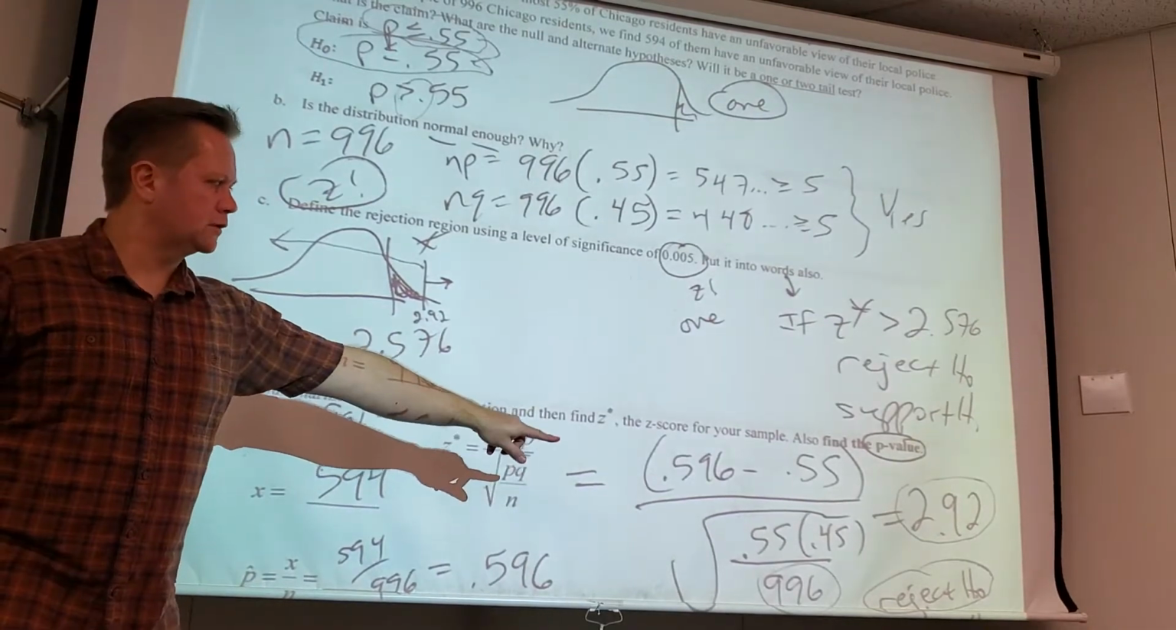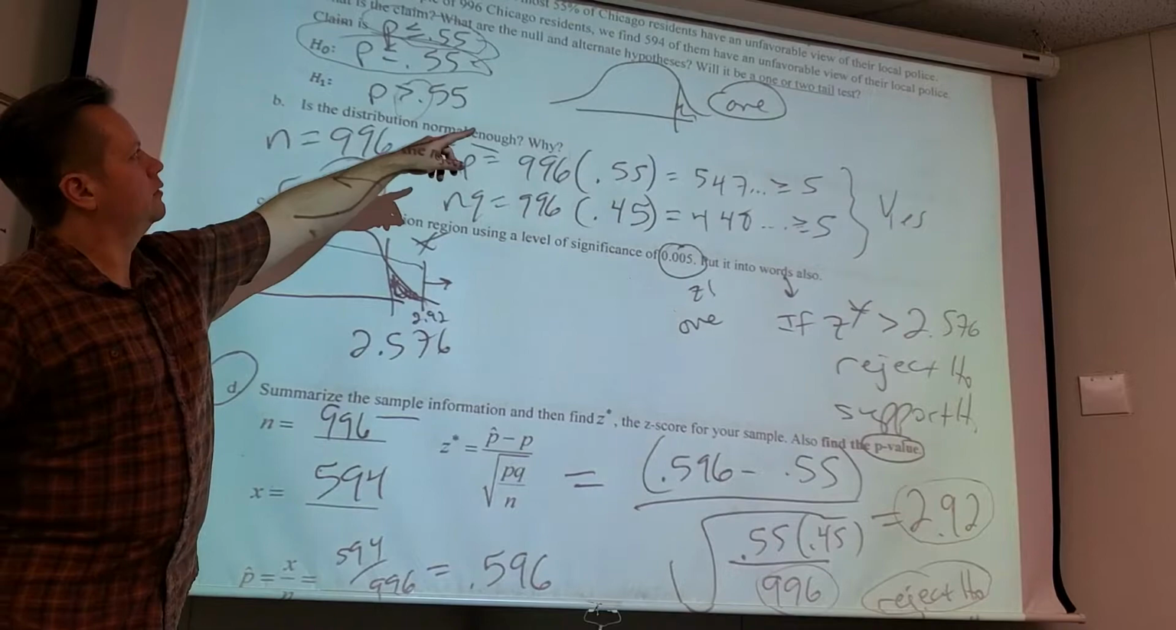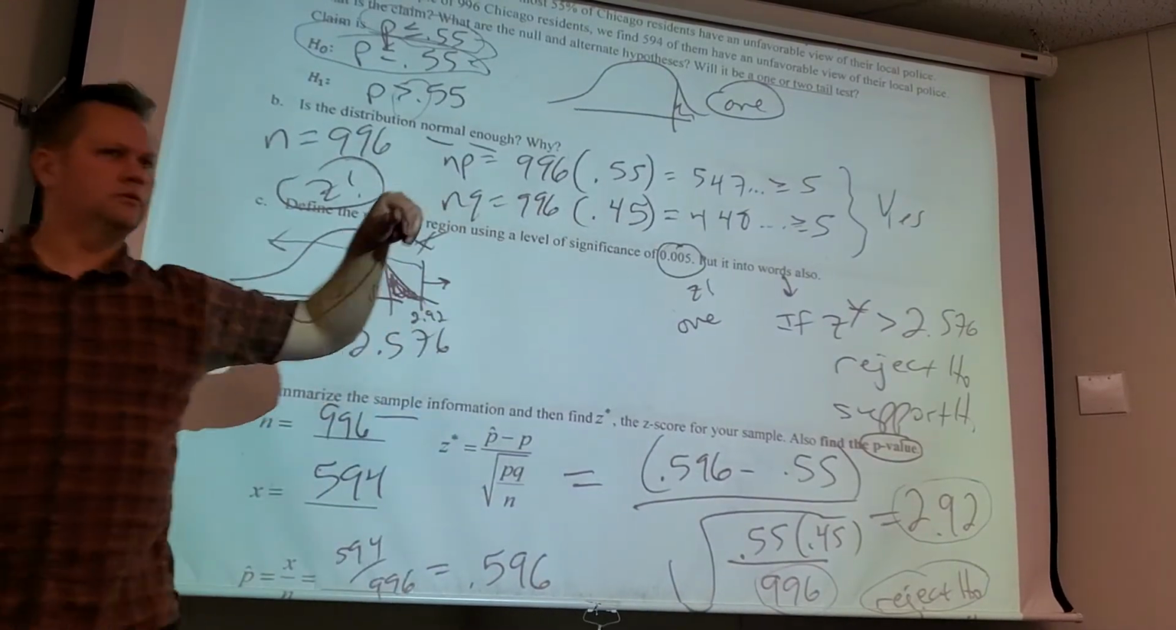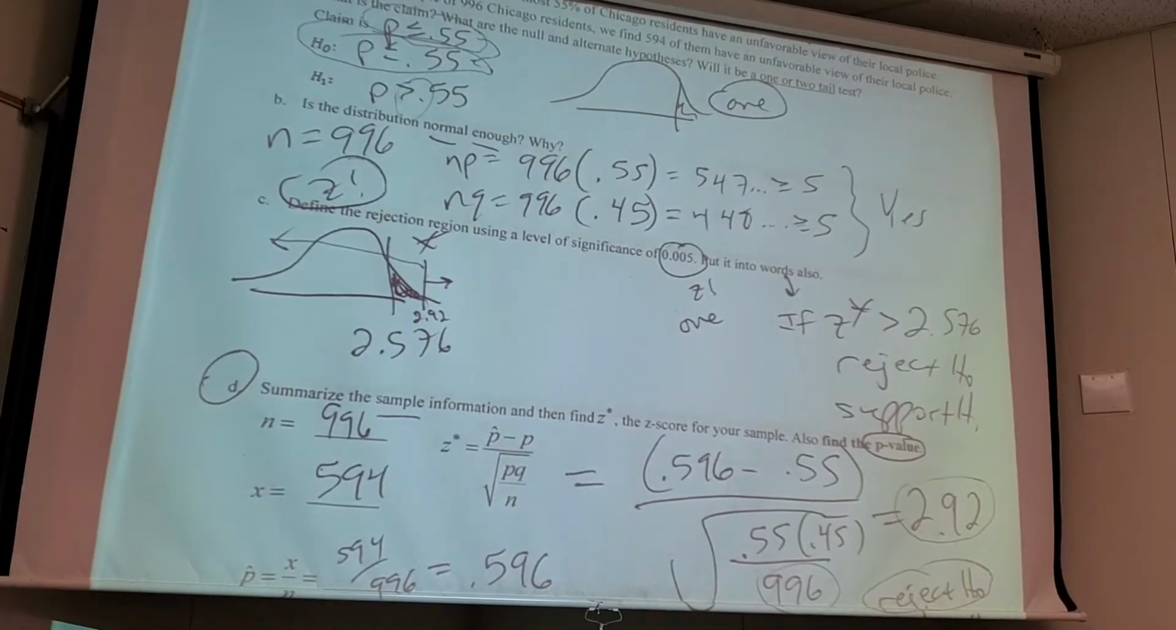My p-value was 0.0018. It's off the picture, which is smaller than, where'd the alpha go? 0.005, right? 0.0018 is smaller than 0.0050.